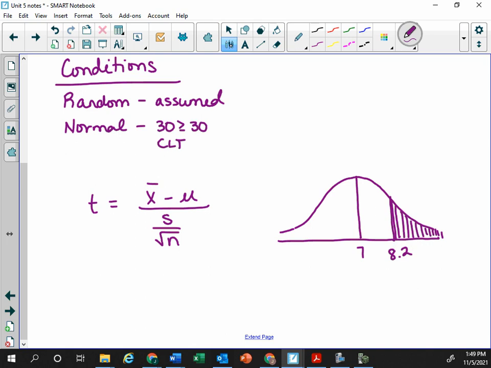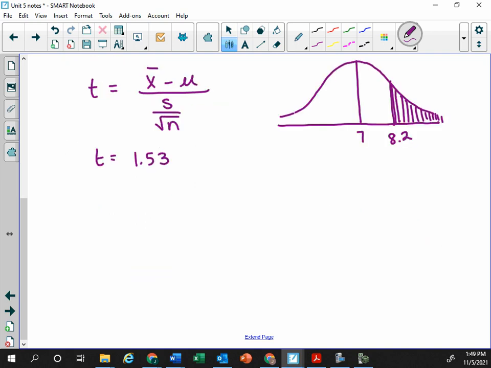All right, guys, so I'm going to write what the T is equal to here, which was 1.53. And then the P, that's your P value. And that was 0.068, I think.